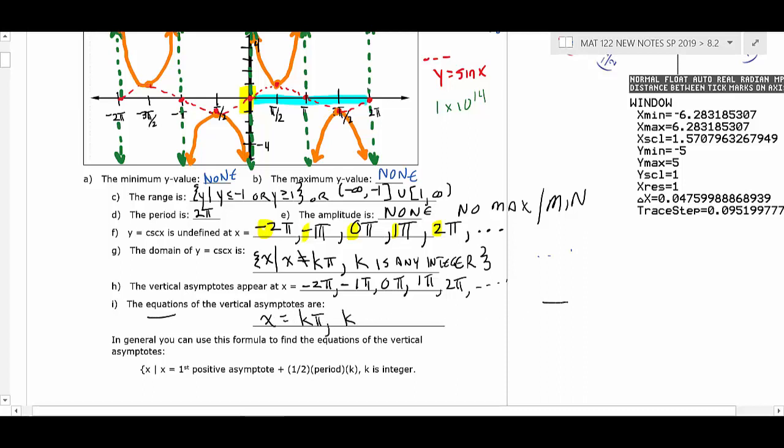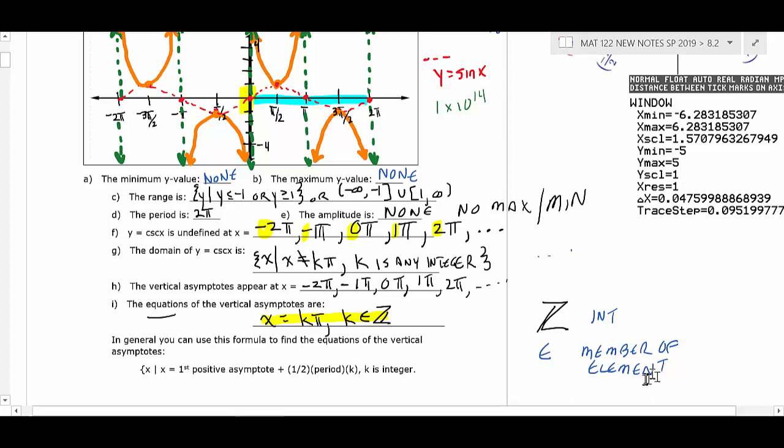Now, if you want to learn symbolism, this little kind of Z stands for integers. If you want to abbreviate that, you'll see me write this quite a bit. So you just say the equations are x equals k pi, and k is a member of the integers. Okay, so that's the symbol for integers, and then this just means a member of the set, or an element of the set. So you have to write that domain and those asymptotes with a formula because there's an infinite number of those, okay?